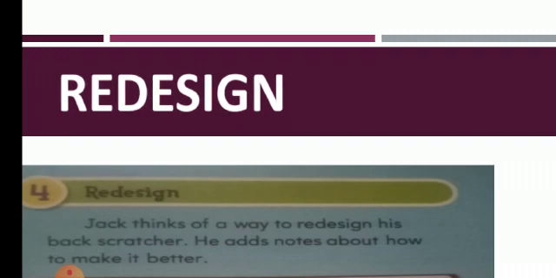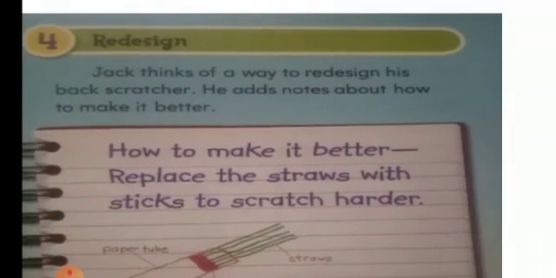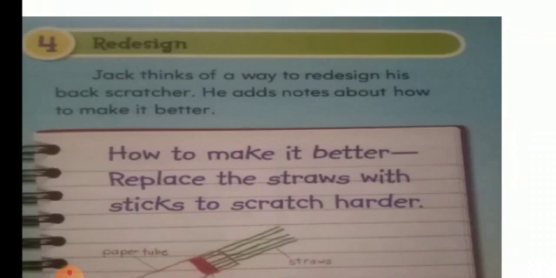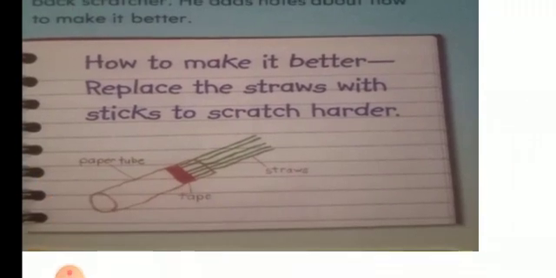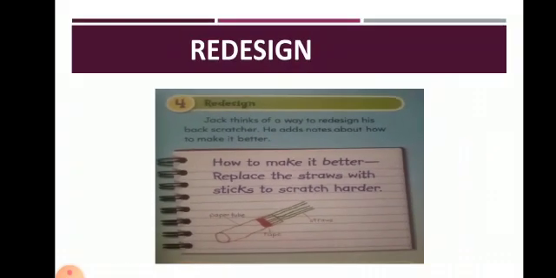Here it's redesigning. What do you mean by redesigning? Jack thinks of a way to redesign his scratcher. Why? To make it better than the first time. So he replaced the straws with sticks to make the scratcher harder. He thinks of the way to make his scratcher harder or better. This is step number 4.